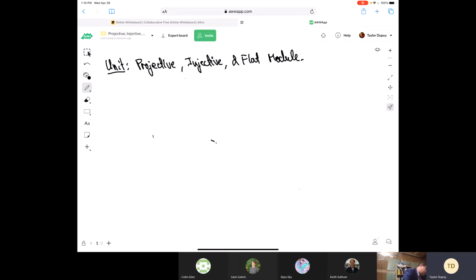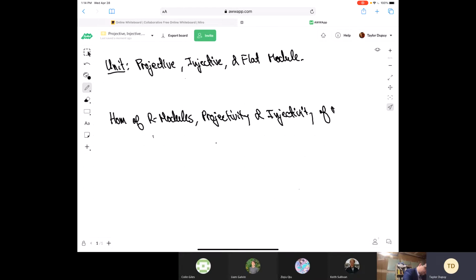So the Hom of R modules, projectivity and injectivity of modules. Not of maps, but of modules.